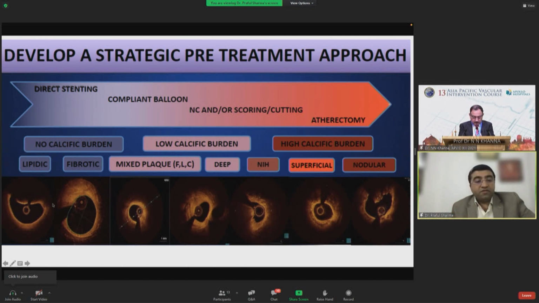Now you see, in the first two images, if there is no calcific burden, you can do a direct stenting. If there is a low calcific burden, we can use conventional strategies like compliant balloons, NC scoring balloons. For high calcific burdens, especially superficial, for example, in NIH or nodules, you should be using upfront atherectomy devices to make the life a little easier.